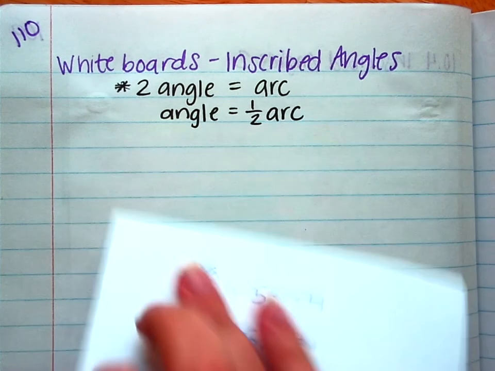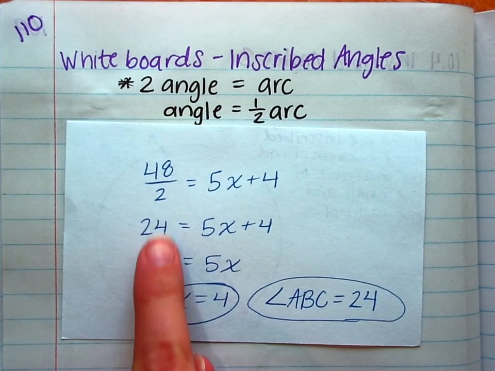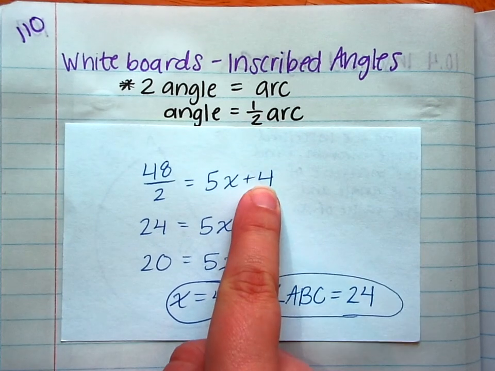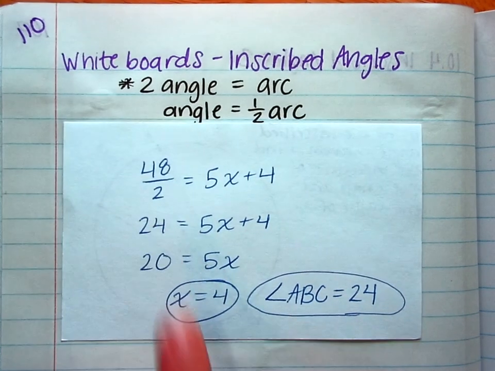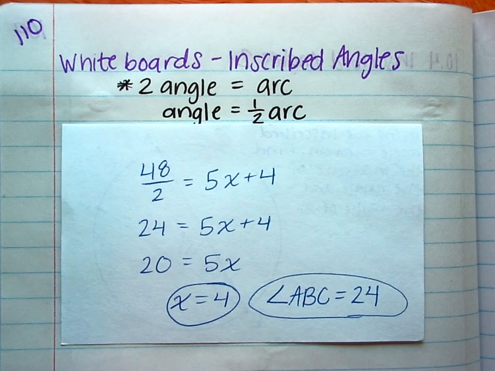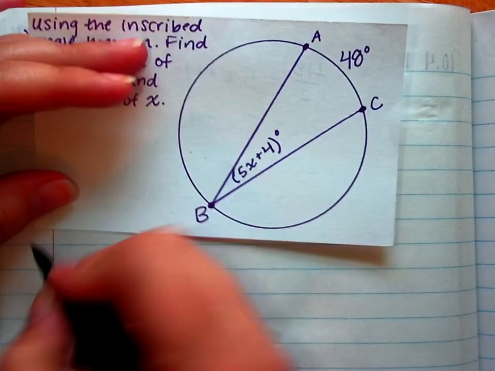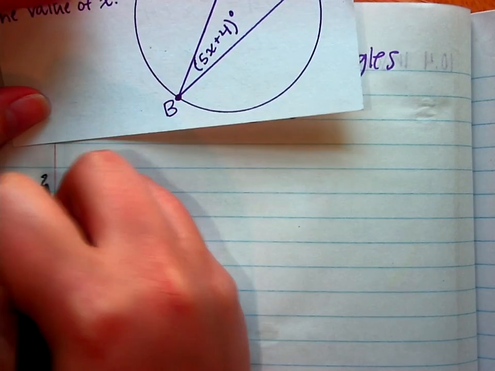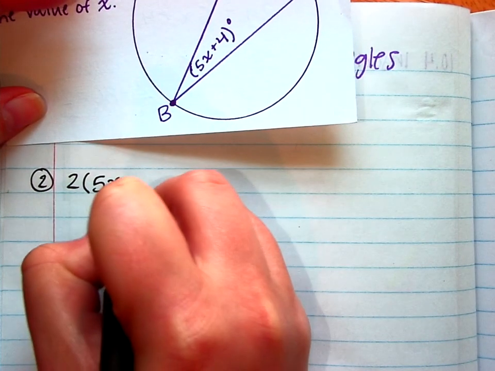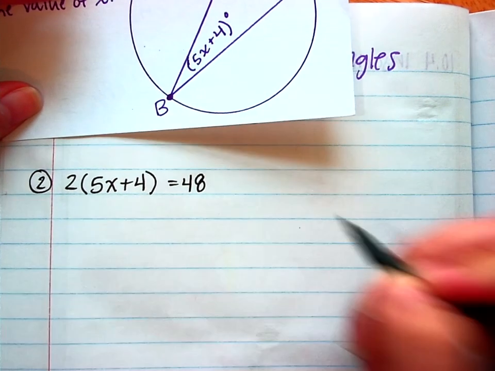Okay, so solving this one, I did end up doing half of the arc, 24. You could have done 2 times the angle equal to the arc. We're going to end up with the same answer in the end. So if you want to see the work for multiplying the angle, this was number 2. We would have 2 times 5x plus 4 equal to the arc, 48.